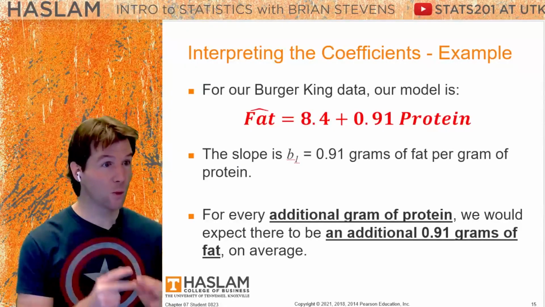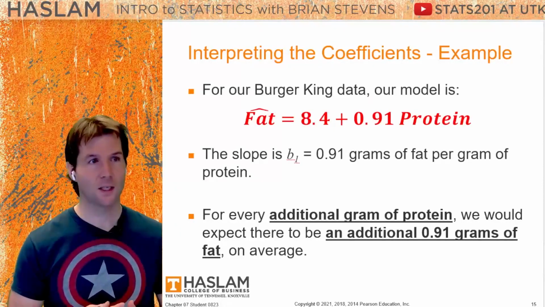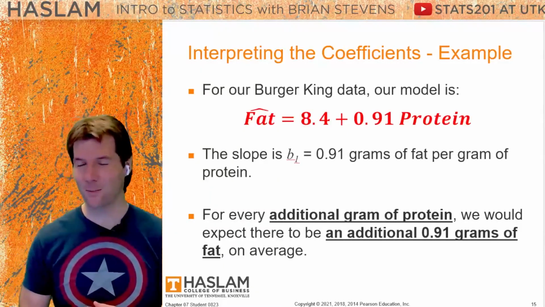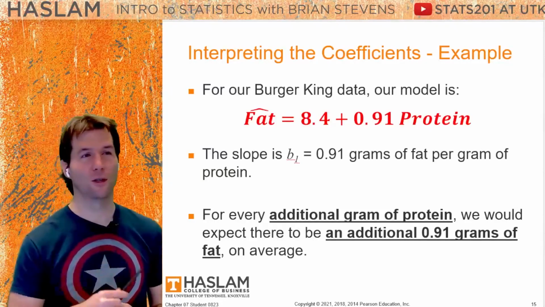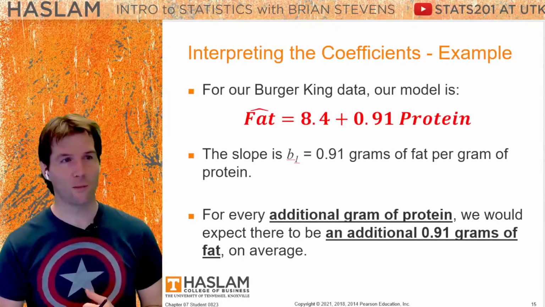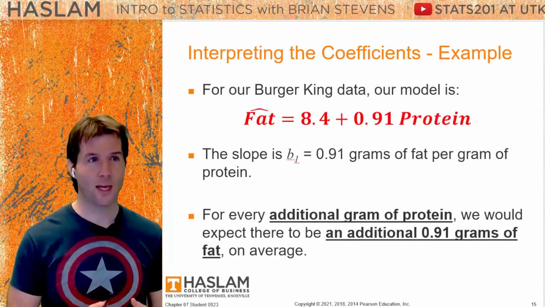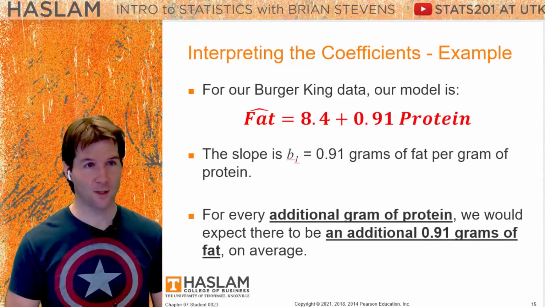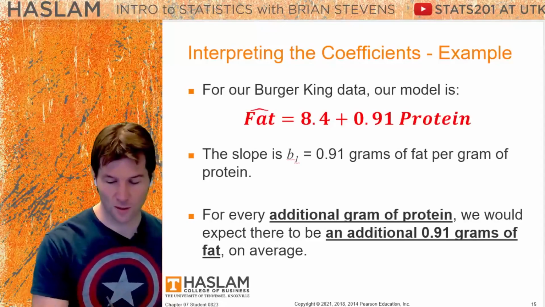You don't want to say "will," because that makes it sound like cause and effect in your interpretation. So let's not look at the interpretation, let's try it by memory right here. We've got, for every additional gram of protein we see in a Burger King menu item, we would expect that the fat would increase by 0.91 grams on average.